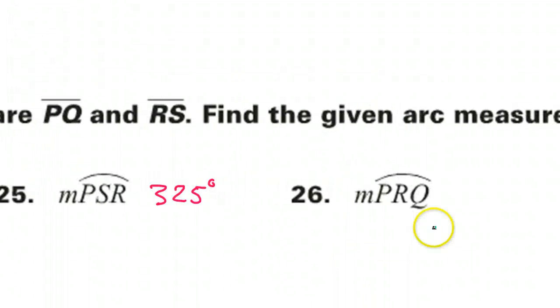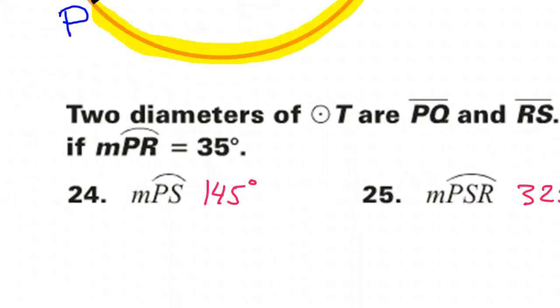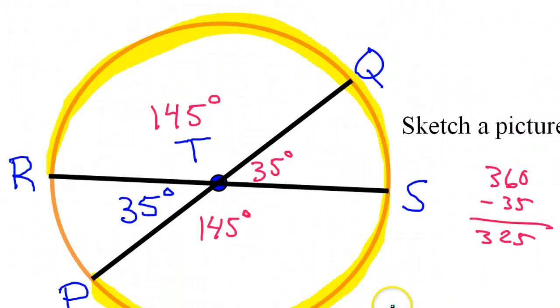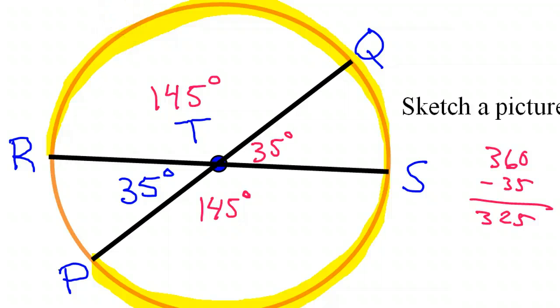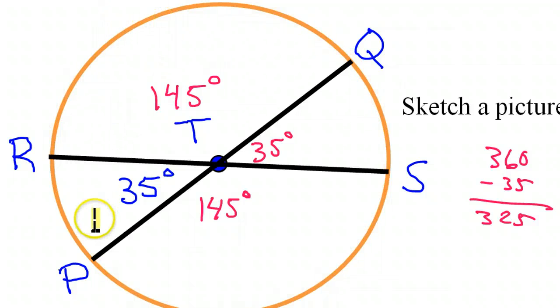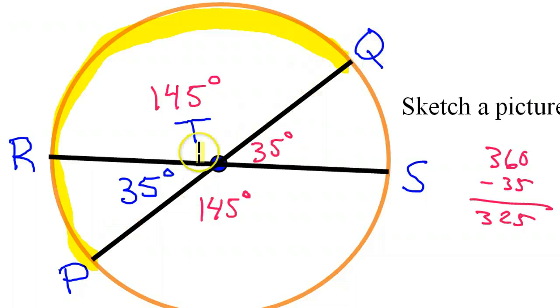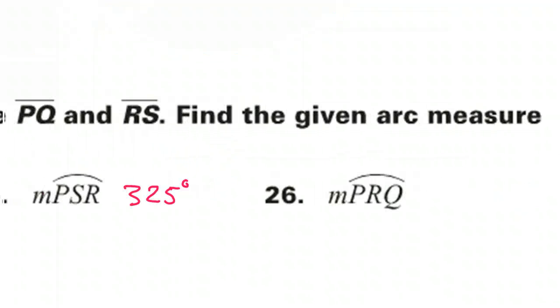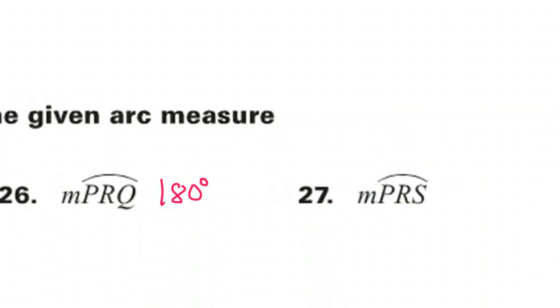Okay, what about the measure of arc PRQ? Okay, so PRQ. Well, this is a diameter. That's a semicircle. So without even adding these up, we know that's 180 degrees. Alright, what about PRS?